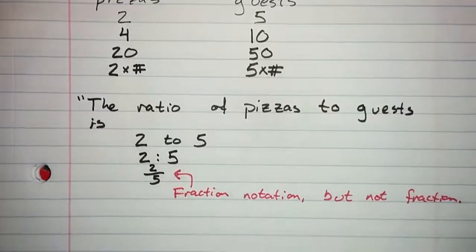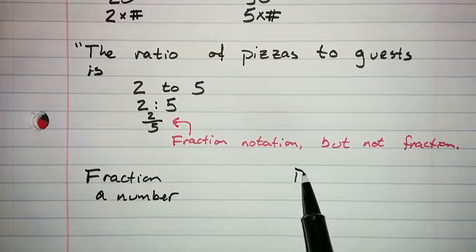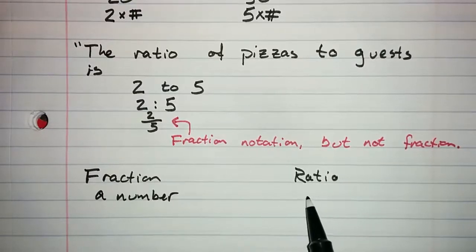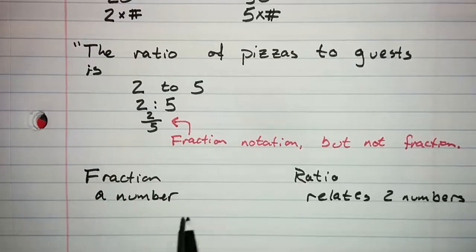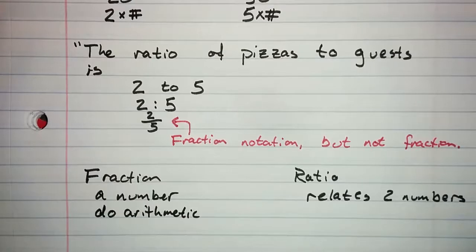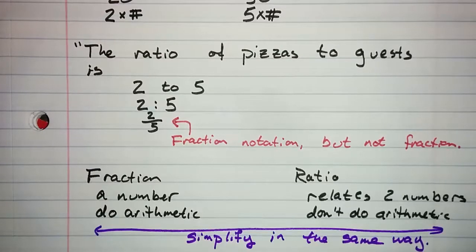This is what I mean. A fraction represents just one number, whereas a ratio represents a relationship between two numbers. With fractions, we can do arithmetic. With ratios, we generally don't do arithmetic. And in particular, we will pretty much never ever add or subtract ratios. They do have something in common though. We can simplify them in essentially the same way.